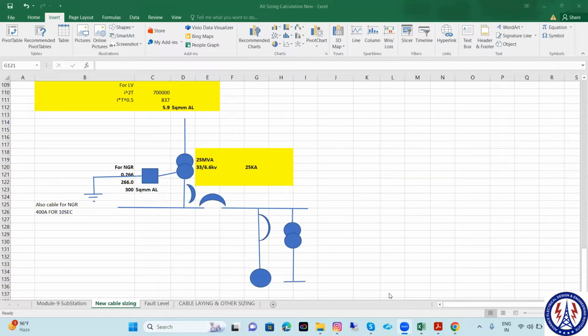The main input required is length. Length you can assume here. It's an ST, so you can assume 250 meters. Nothing will happen with the voltage drop because it's an ST. Yes, sir. Okay, so nothing will happen. Don't worry about this. So I am sharing this cable sizing calculation.